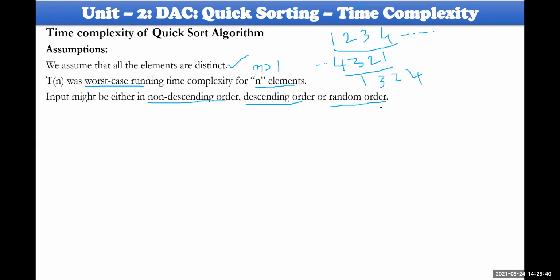Okay, if random order is there with you, then it leads to n log n. If descending order or ascending order, for these two kinds, it could be n square. Let me explain how this works. Okay, it is n log n and it is n square.